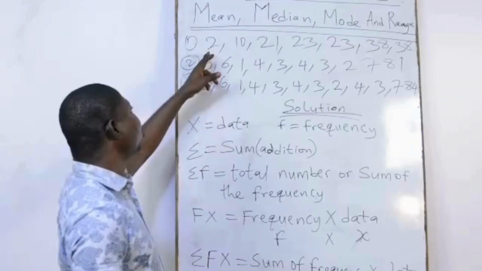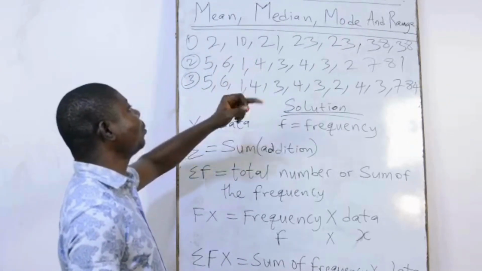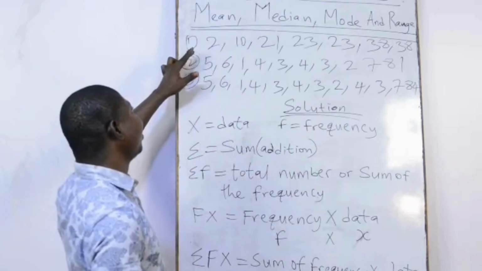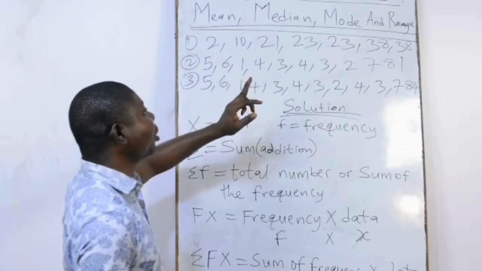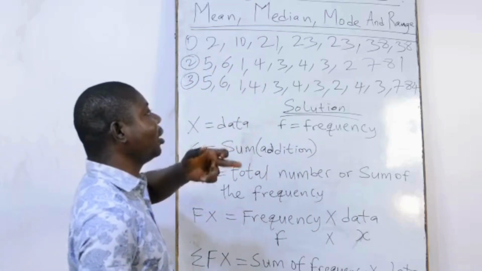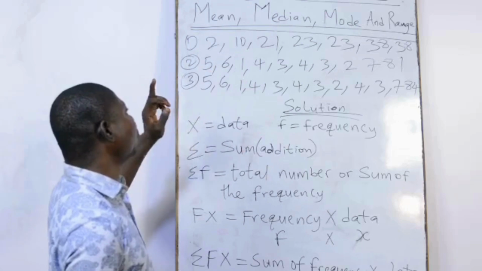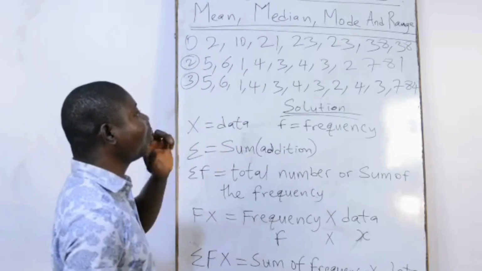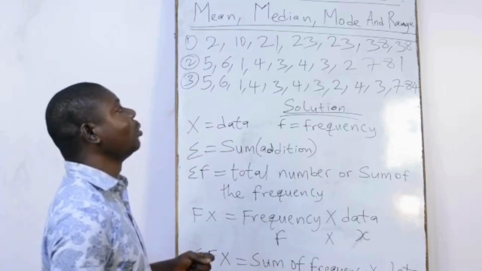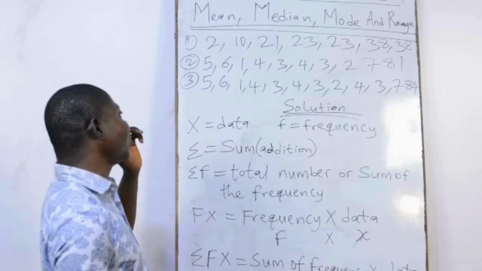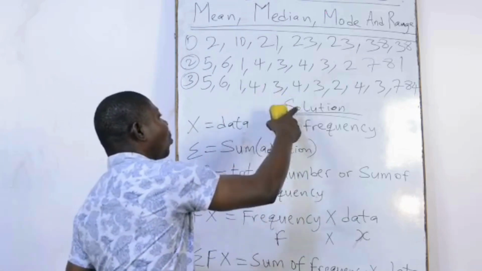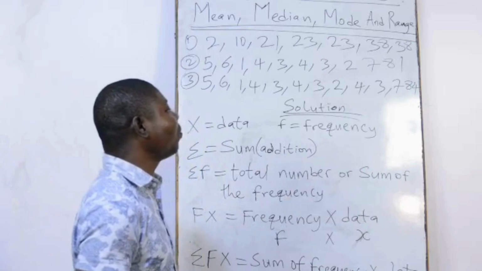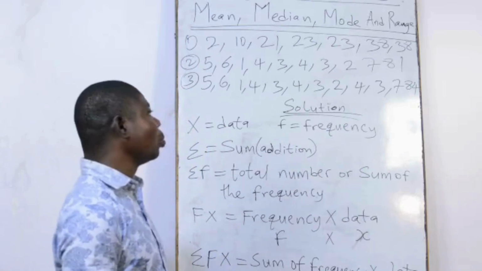Example 1: 2, 10, 21, 23, 38, 38. Example 2: 5, 6, 1, 4, 3, 4, 3, 2, 7, 8, 1. Example 3: 5, 6, 1, 4, 3, 4, 3, 2, 4, 3, 7, 8, 4.